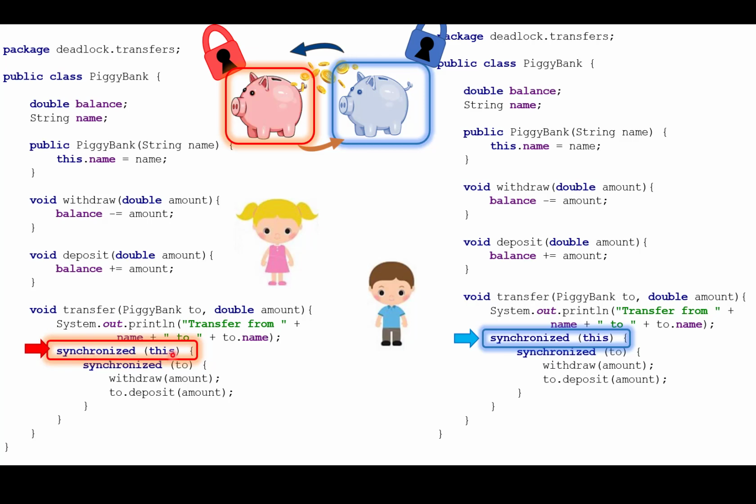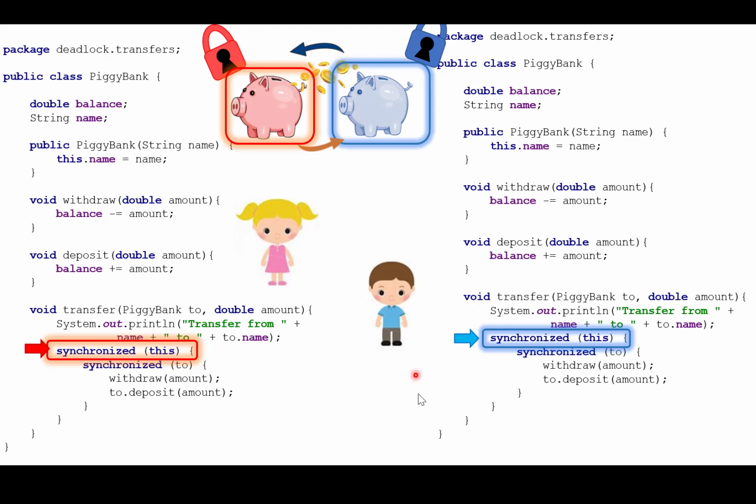And now Susie is synchronizing based on this. So she is locking her own piggy bank. This instance here, she's using the intrinsic lock of her own piggy bank instance. That's what this refers to. So she's synchronizing this, and the lock is now in use. And at the same time, Brian is synchronizing his piggy bank. So he's now owning the lock of his piggy bank here.